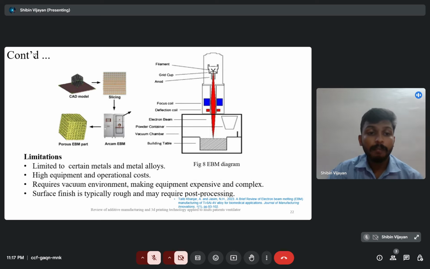The limitations are that it is limited to certain metals and metal alloys, has high equipment and operational costs, and requires a vacuum environment, making the equipment expensive and complex.